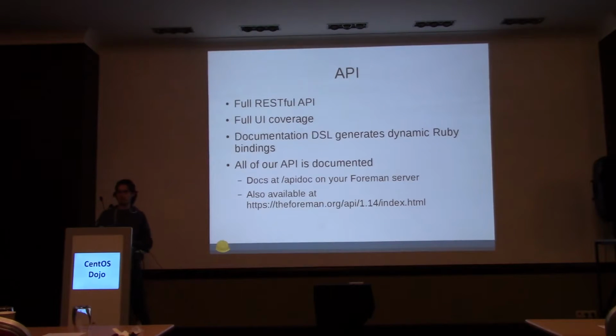The API is a RESTful API, and there's full coverage of the UI. Anything that you can do in the UI but not in the API is a bug. So if you run into problems, do tell us. There's a documentation DSL inside it that describes the API, and from that we can generate Ruby bindings. There are also unofficial bindings in Python which you can use. And again, the documentation provides this: every server has the API doc available, and it's also on the website.